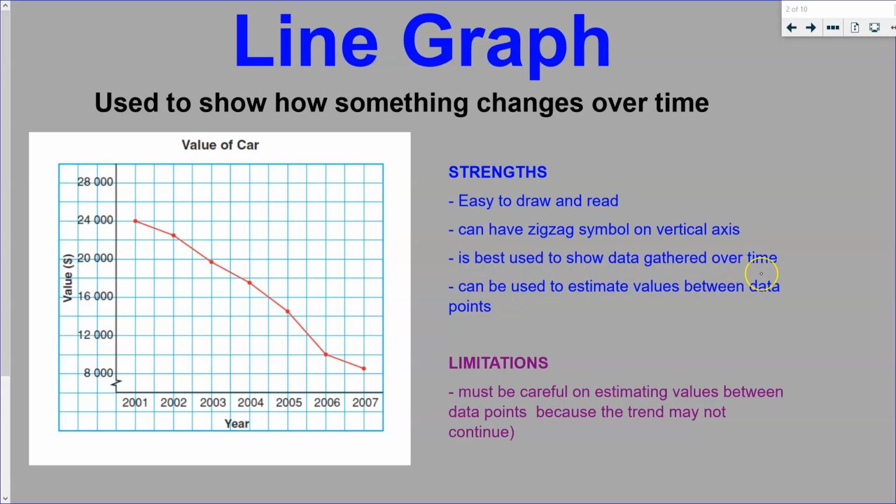It's best used to show data gathered over time, and it can be used to estimate values between data points. The limitations it has is you have to be careful on estimating values between data points because the trend might not always continue.